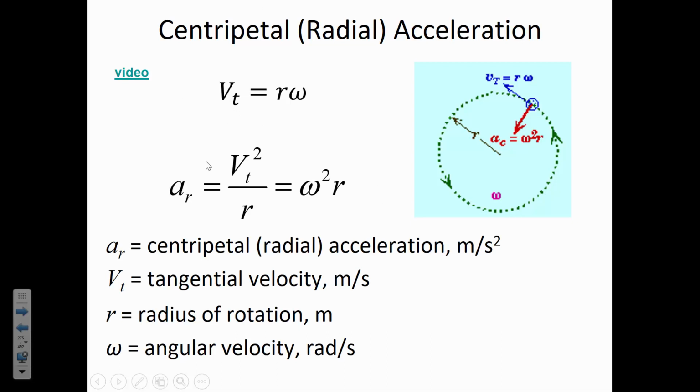So the centripetal acceleration is saying, how is this velocity's change of direction, not necessarily the change of magnitude of velocity, but how is the change in direction causing an acceleration? And so it's omega squared times the radius that it's acting about.